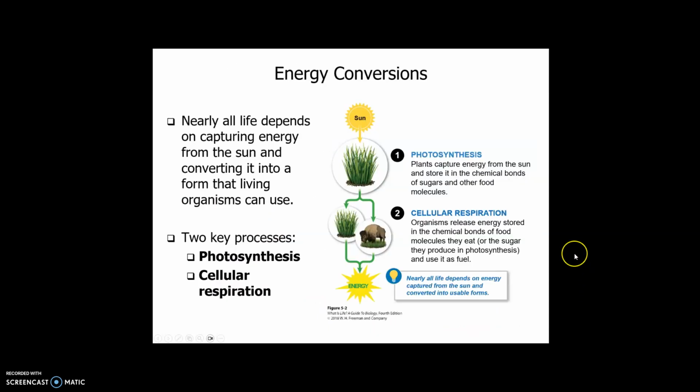So one of the things that you need to know is that photosynthesis is the process by which plants, mainly plants, capture energy from the sun. There are other organisms too. Plants are not the only photosynthetic organisms.